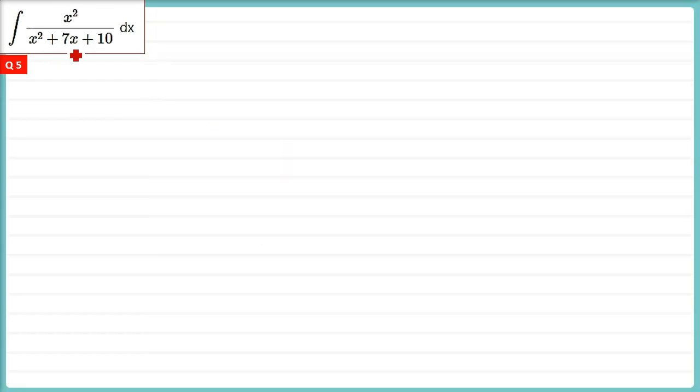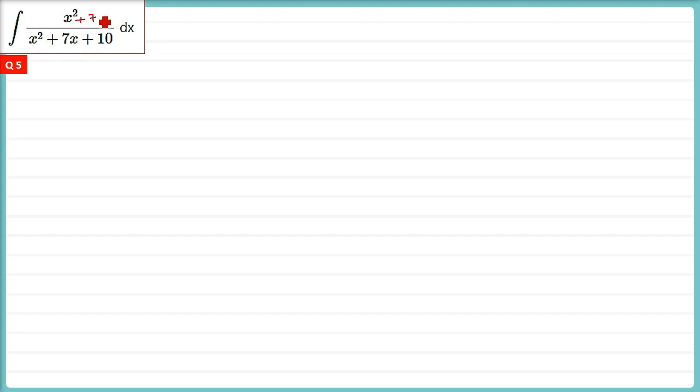X square divided by x square plus 7x plus 10. Now if you don't understand what to add, what to subtract, then there are two ways you can do it. Either you add, subtract something to the numerator so that you get the denominator as it is, or you can just divide. Division will give you a proper solution that can be easily integrable.